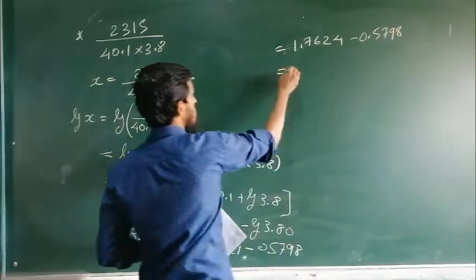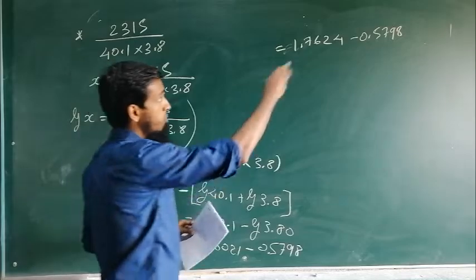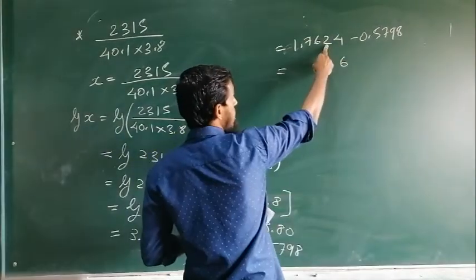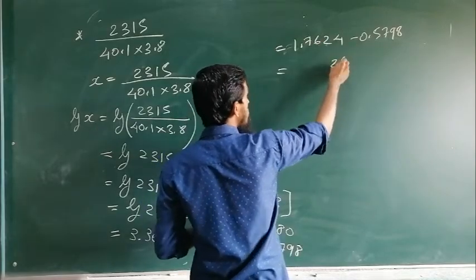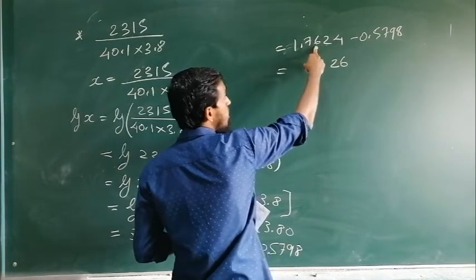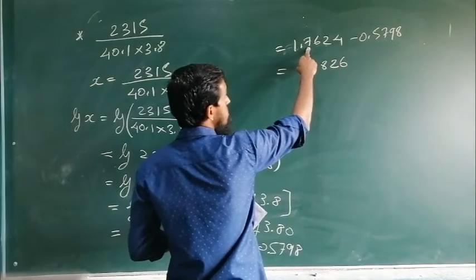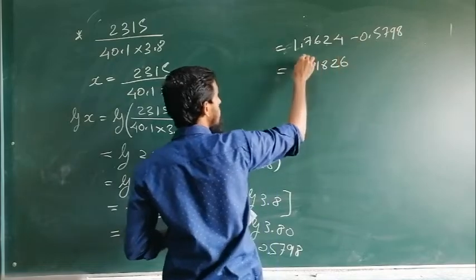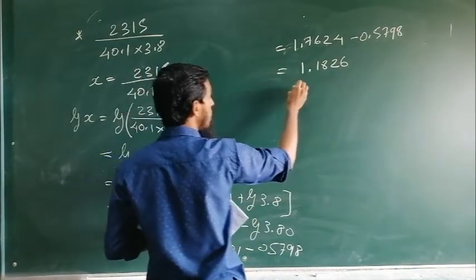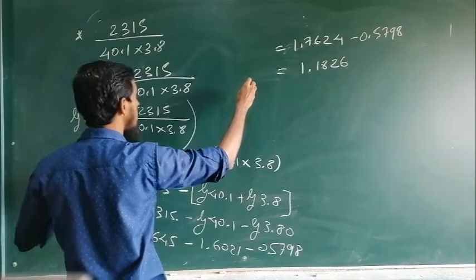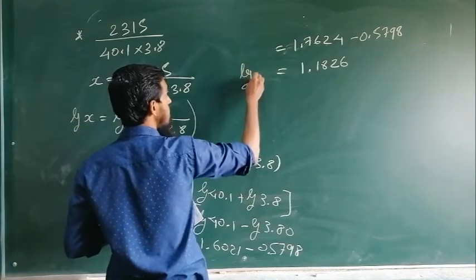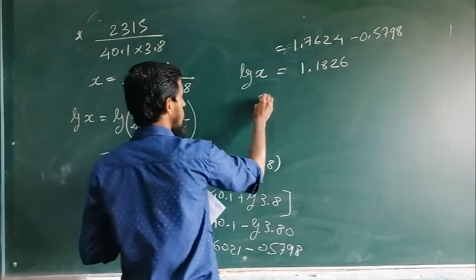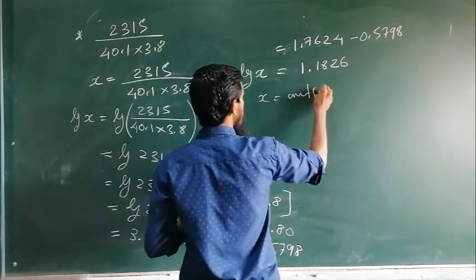The last value is the same, 0.5798. So subtract it. So 4 minus 8, you can't subtract. 14 minus 8, it's 6. So 11 minus 9, it's 2. 15 minus 7, it's 8. 6 minus 5, it's 1. So 1 minus 0, it's also 1. So when we finish the addition and subtraction, we write the left hand side: LG X equals 1.1826. So the next step, antilog.